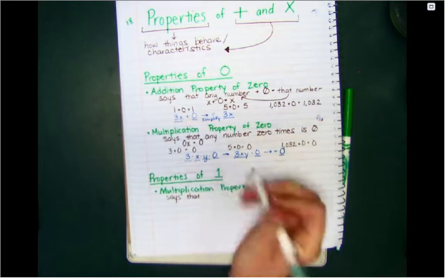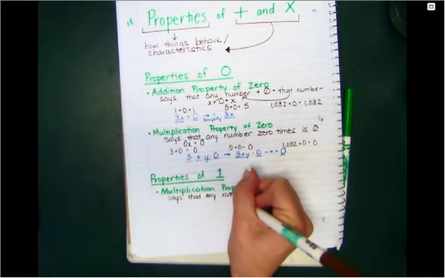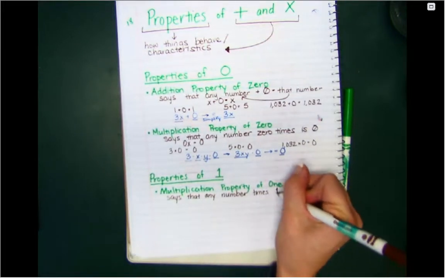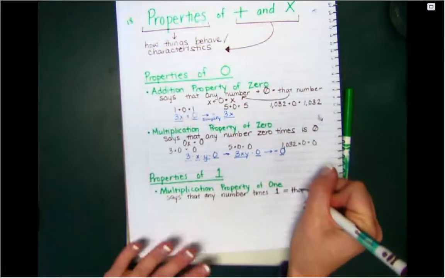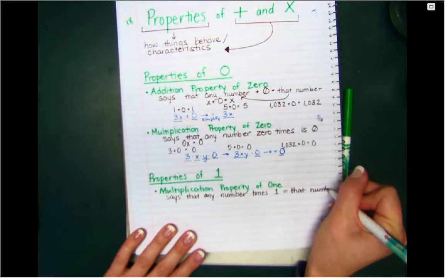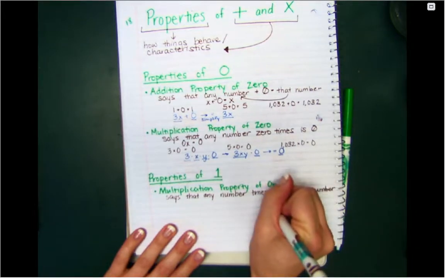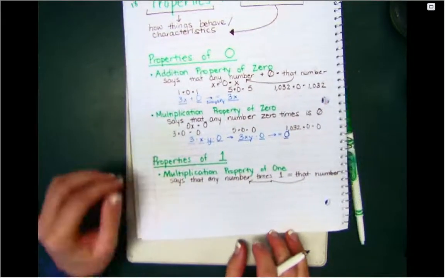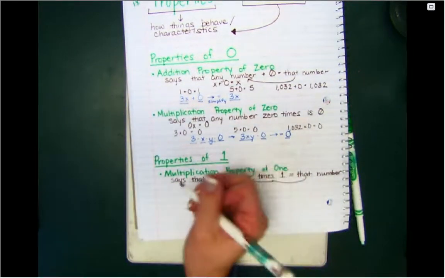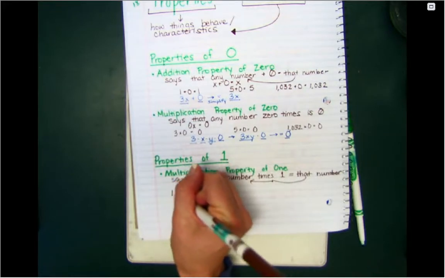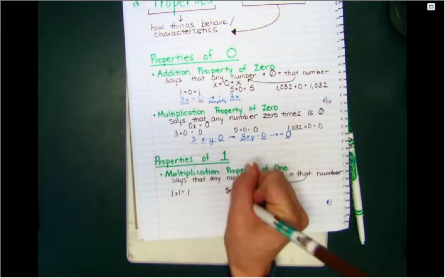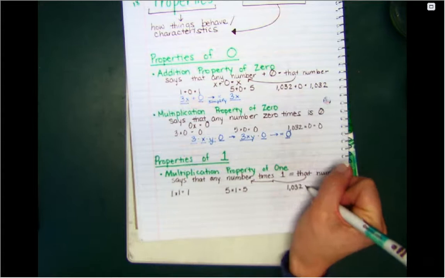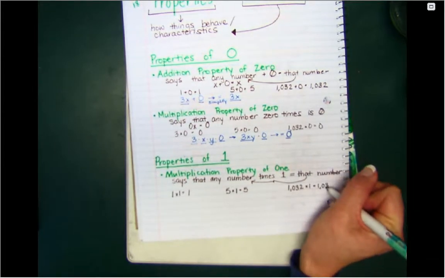And this property says that any number times 1 equals that number. So it's similar in that way to one of the properties up here. So examples would be 1 times 1 equals 1. 5 times 1 equals 5. 1032 times 1 equals 1032.